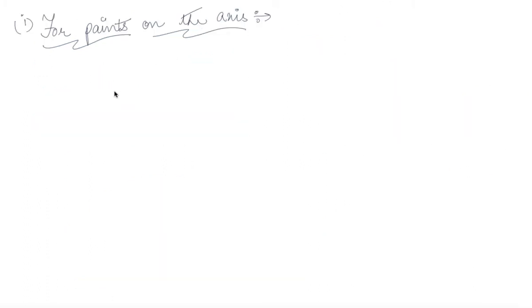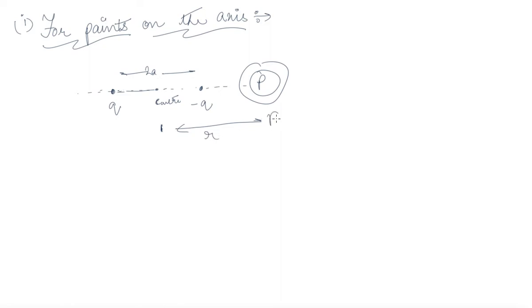Now let's discuss what happens with the electric field. This is Q and this is minus Q. This distance is twice A. This is the center of the dipole. What happens when there is a point P on the axis of the dipole? This is the direction of the dipole, so this is the axis of the dipole joining the points Q and minus Q. What is the electric field at that particular point? Let P be at a distance r from the center of the dipole. This distance is A.